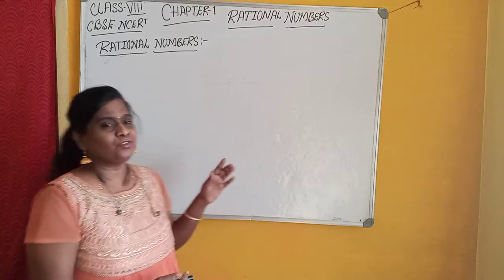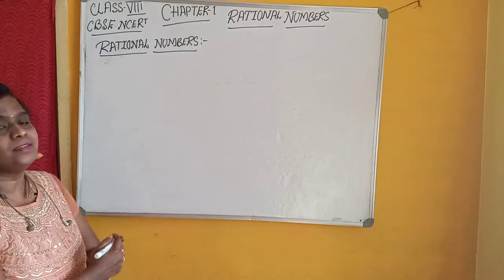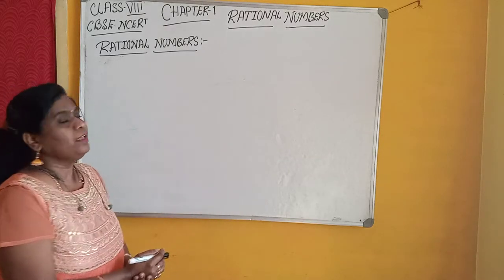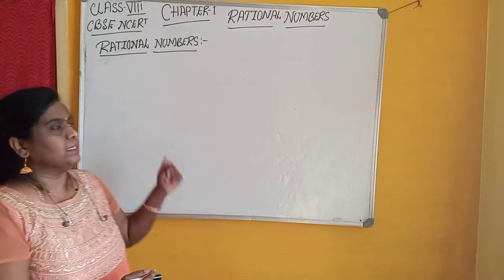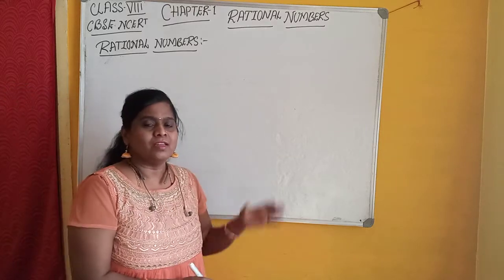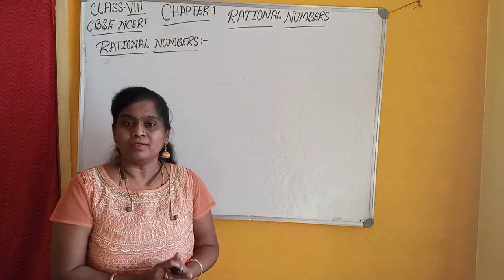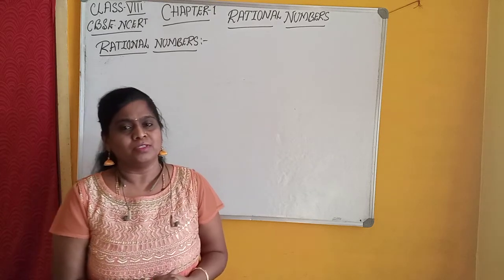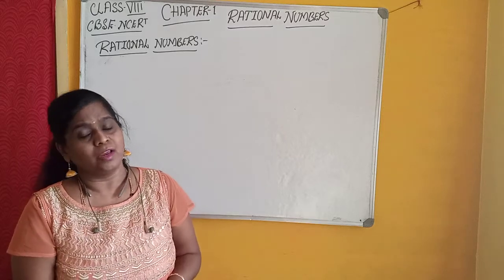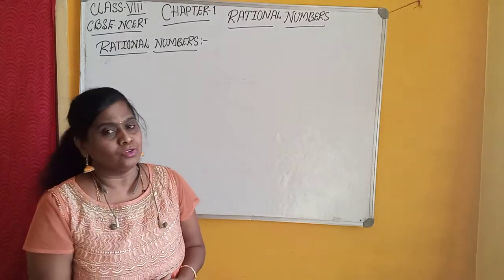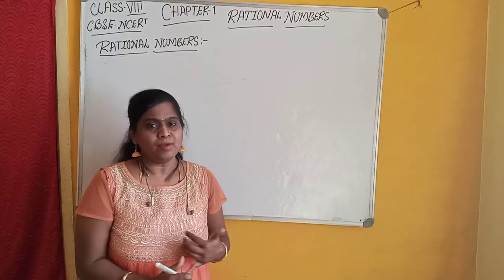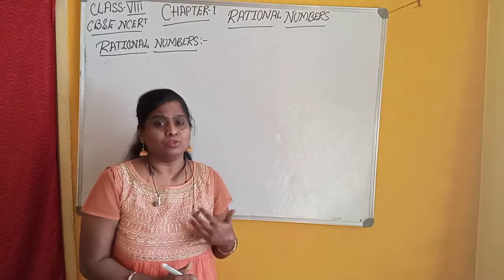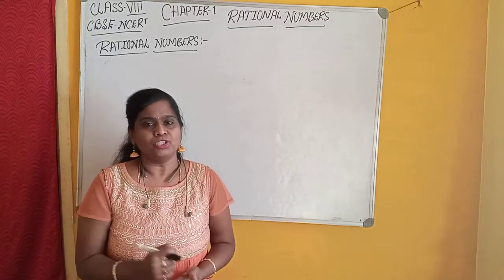Today it is a class for 8th standard students, CBSE NCERT, in that the first chapter, that is Rational Numbers. Now let us discuss what rational numbers are. You know very well about the natural numbers and also the whole numbers, integers, and now you are studying about the rational numbers. Natural numbers are those numbers which are counting numbers.